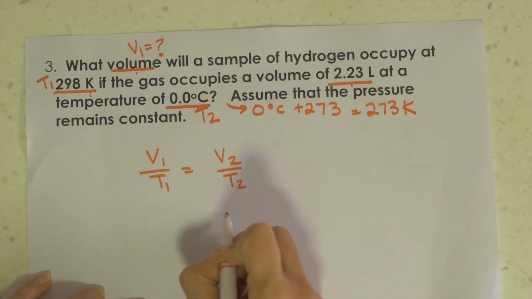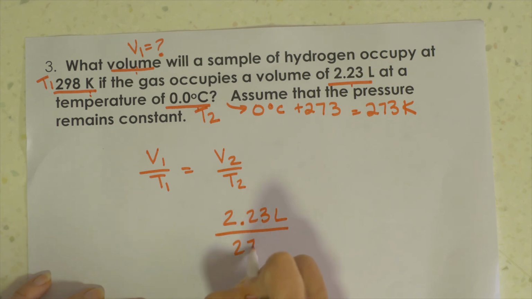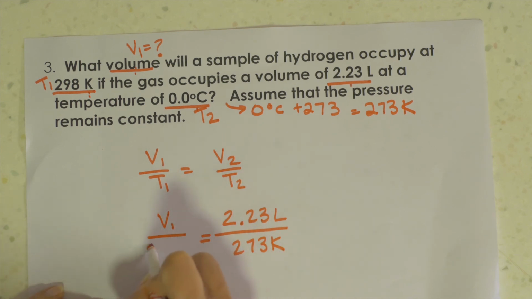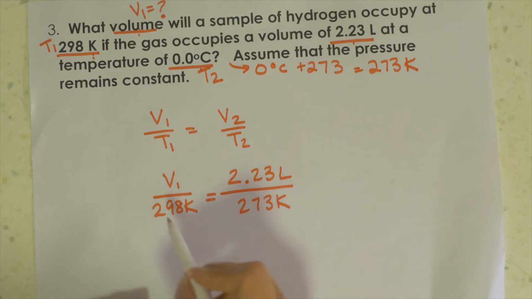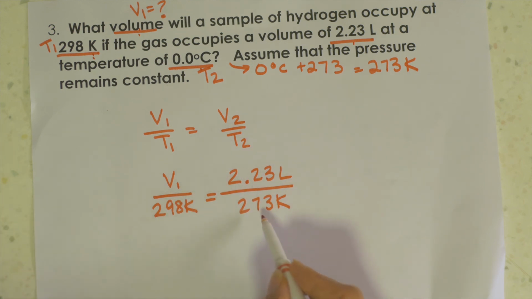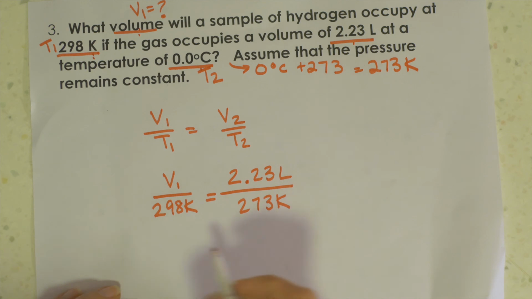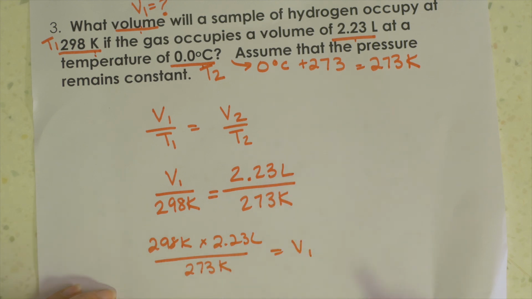Okay, so our formula, V1 over T1 equals V2 over T2. And we're just going to plug those things in. So it's really important that you see what goes together. 2.23 liters at 273 Kelvin was 0, but we changed it, equals what volume at 298 Kelvin. Okay? Again, we can cross multiply and divide, so you'll see that same thing on all of these. No matter what's the missing piece, you can always cross multiply and divide by the other piece. So 298 times 2.23 divided by 273. So 298 Kelvin times 2.23 liters divided by 273 Kelvin, and that should equal your V1.